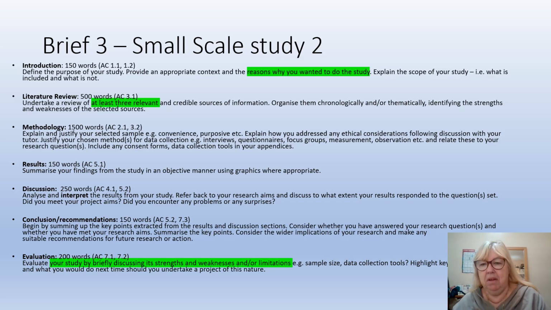Think carefully about that. Again, as it's a literature review, you either organise it chronologically or thematically, and with the work that's been done before, you need to look at the strengths and weaknesses of that. Okay. Then you go on to look at your methodology, which is the main body, 1,500 words at least.